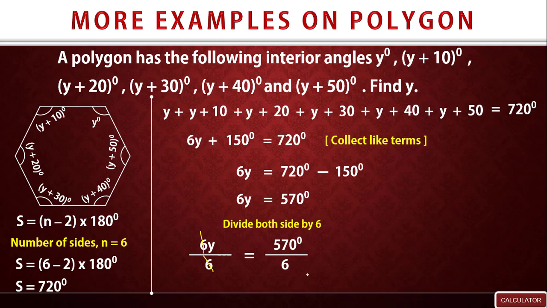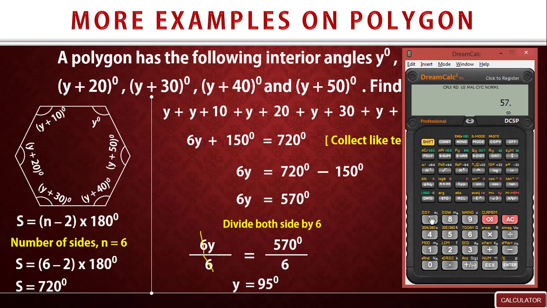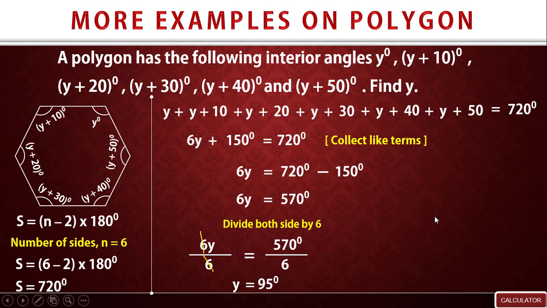Let's use a calculator to do that. 570 divided by 6 will give the value of 95 degree. So our y is 95 degree. You can use your calculator to check that out. 570 divided by 6 equals, enter. That gives 95. So that means our final answer is y equals 95 degree.